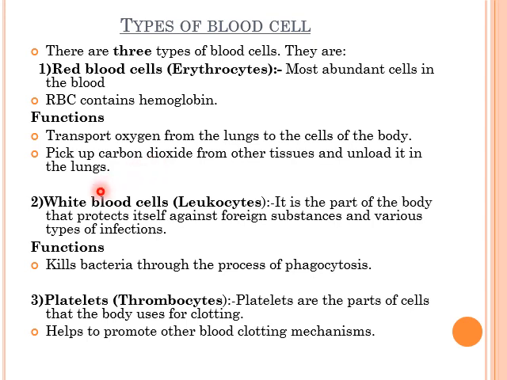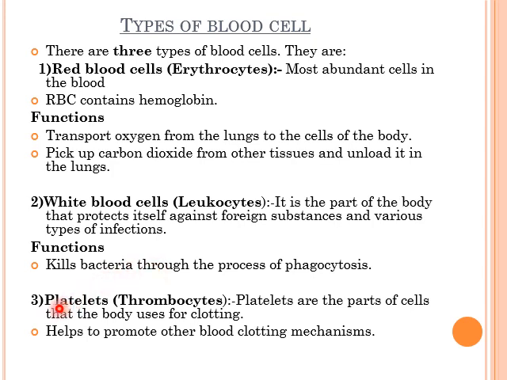The second type of blood cell is the white blood cell, which is also known as leukocyte. It is a part of the body that protects itself against foreign substances and various types of infection. Children, WBC kills bacteria through the process of phagocytosis.